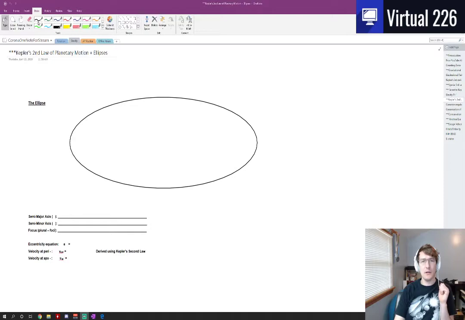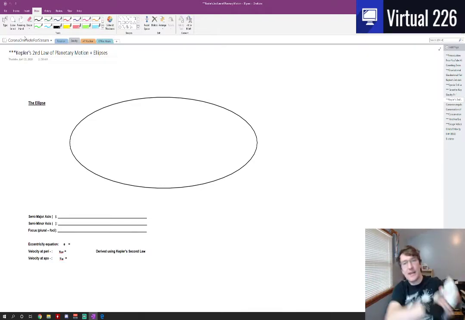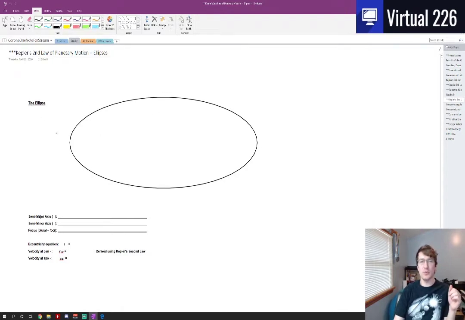Okay, so we're looking at Kepler's second law of planetary motion, and we're going to look at some ellipses here. And in talking about the ellipse in general, we'll cover Kepler's second law here.